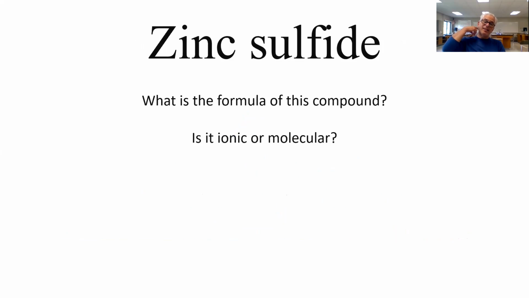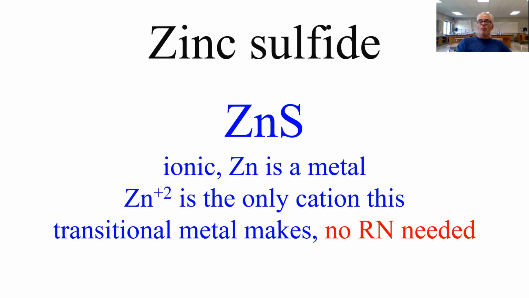Zinc sulfide, we did this zinc already, number 30, only makes a +2. Sulfur, also when it makes an anion, is a -2. +2, -2 crisscrosses to 1 to 1. And of course, ZnS, no Roman numeral needed.